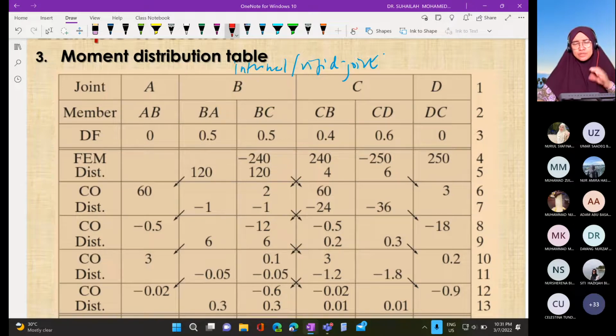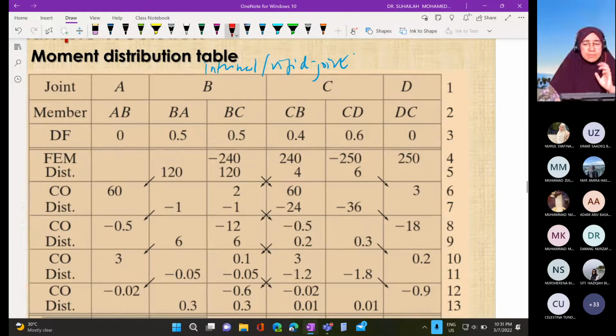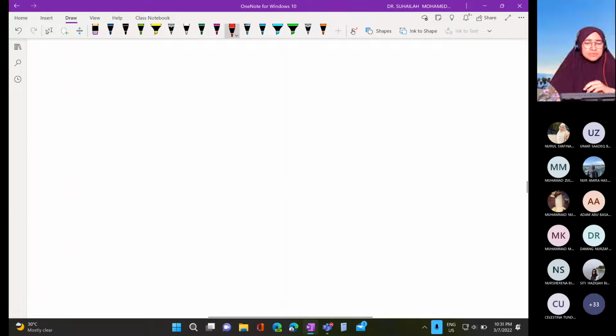Yang tadilah negatif, positif, negatif, positif. Okay, lepas tu kita kena start distribution. So dalam table ni, macam mana kita nak faham? Yang ni lah yang saya kata you kena refer balik satu konsep dan juga diagram yang ada explanation dalam slope deflection method. Diagram tu. Okay, you have to understand that beside, okay, we have this.